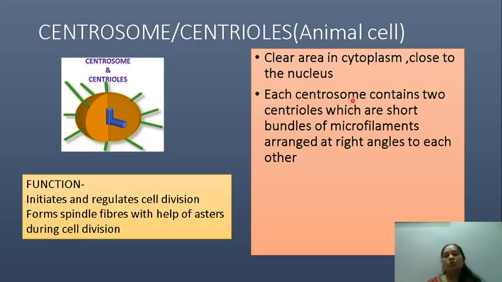Now each centrosome, what does it contain? It contains two centrioles. I have shown here, one is like this and one is like this, so they lie at right angles to each other. Always the centrioles lie at right angles to each other. Now what are these centrioles? They are short bundles of microfilaments, micro meaning very small filaments, and they are attached at right angles to each other, as you can see.